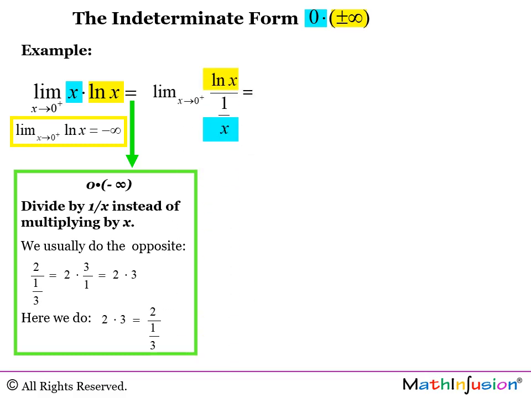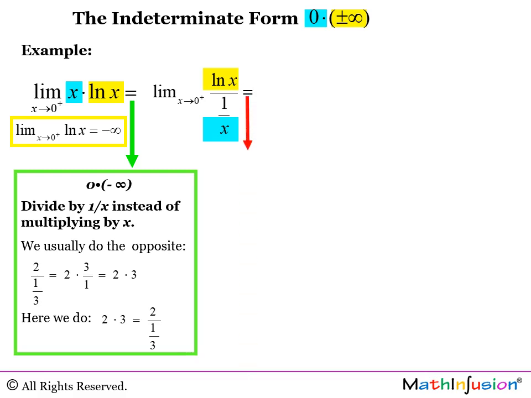You really have to think about it. If somebody asks you what is ln of x over 1 over x, you know immediately that this is x times ln of x. This is a little difficult and confusing because we usually say that ln of x over 1 over x is x times ln of x, and we rarely say that x times ln of x is ln of x over 1 over x. When you see the indeterminate form 0 times plus minus infinity, you have to use this technique.